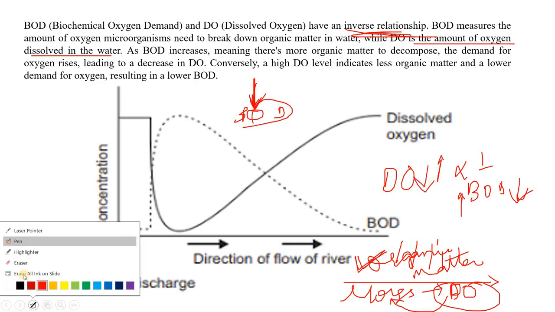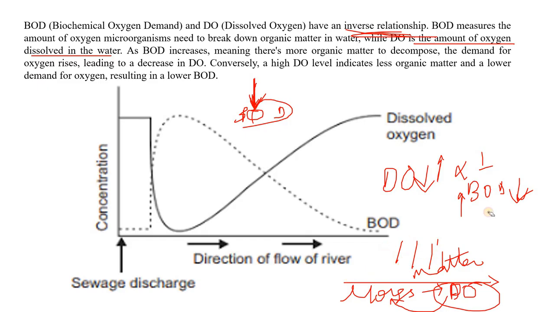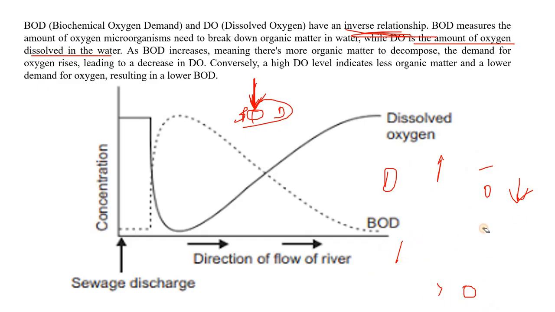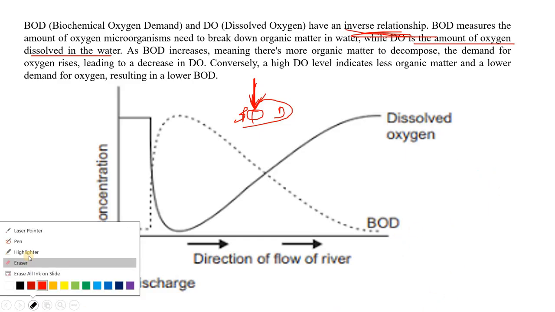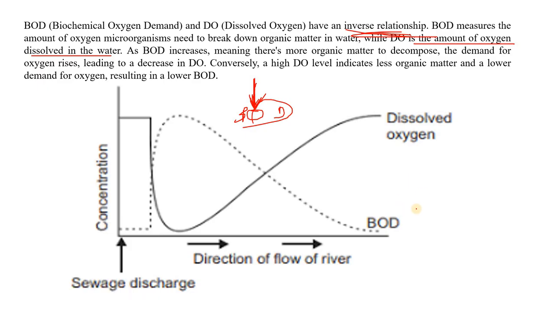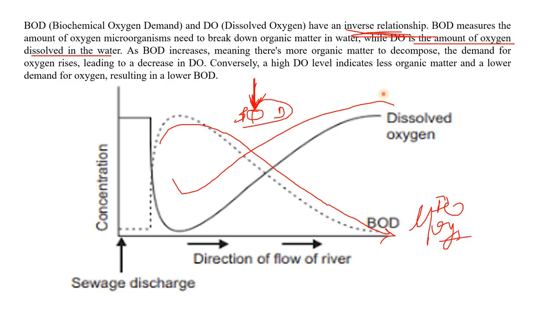At the same time, let's learn the inverse of it. Let's say there is a clean river over here, and there is no organic matter present. So microorganisms will not require a huge amount of dissolved oxygen for breaking down organic matter. Because the BOD, the oxygen demand, is less, as there is no organic matter, in those waters the dissolved oxygen will be high.